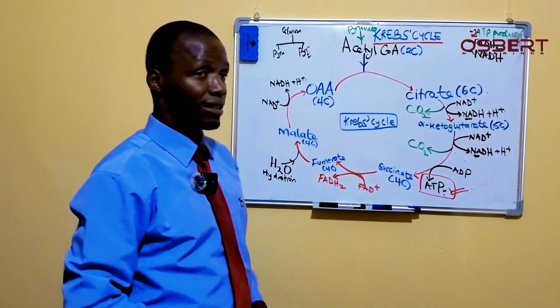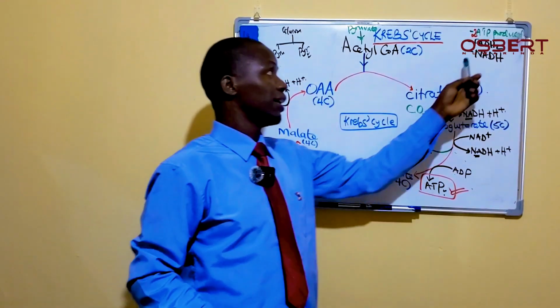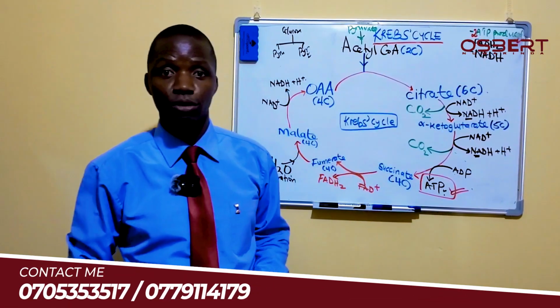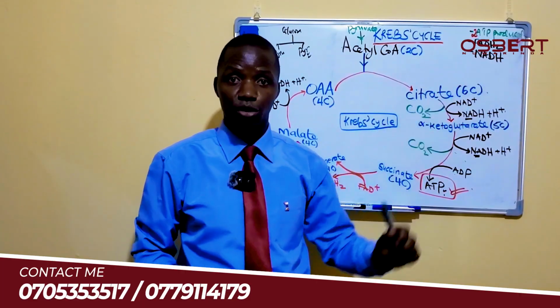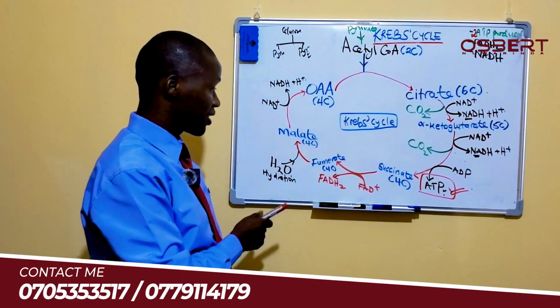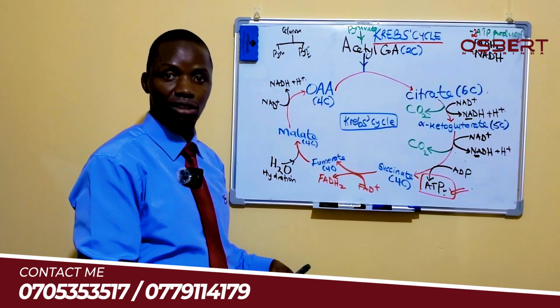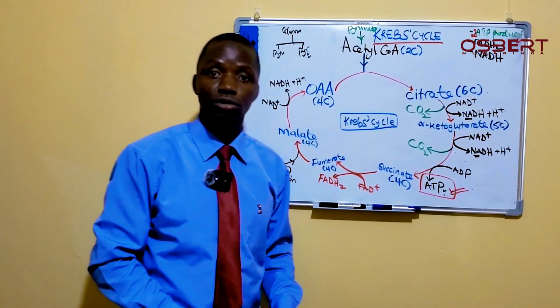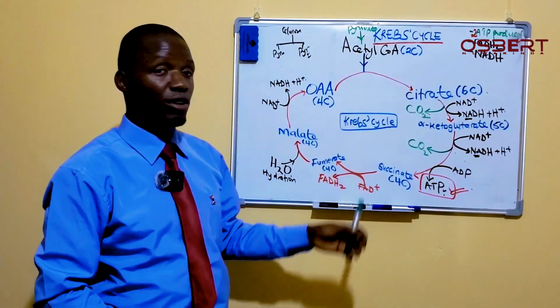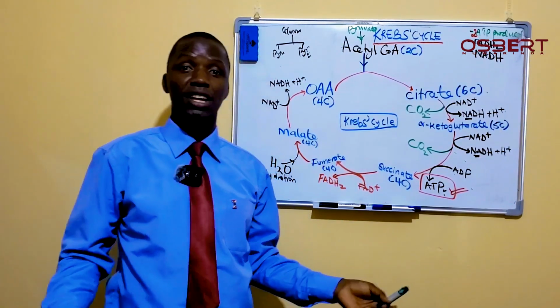Okay, now I again ask, how many FAD molecules have we formed? I am asking these questions when this thing is still here, so that it can become easy for you to identify. So, from the Krebs cycle, of course, in glycolysis, we didn't produce any FAD.